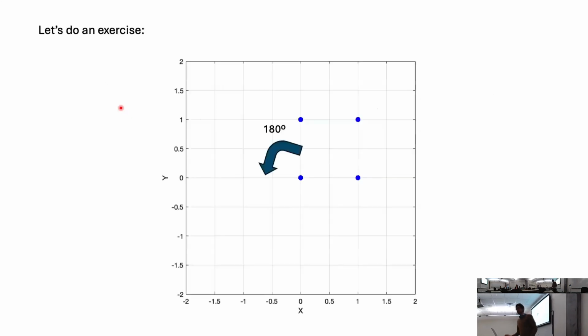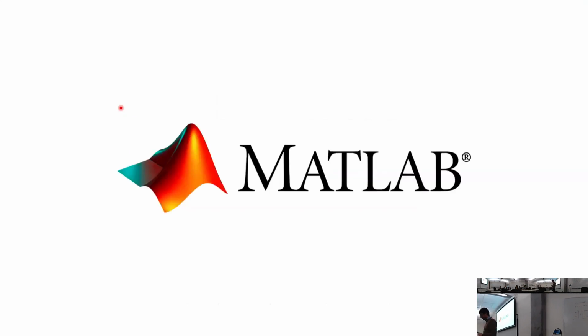And so now we're going to do a little example in MATLAB. We have our rotation matrix, and we're going to rotate some stuff. We're going to take a square and rotate it. Let's start by 180 degrees and see where we end up. So I need to drop out of PowerPoint.